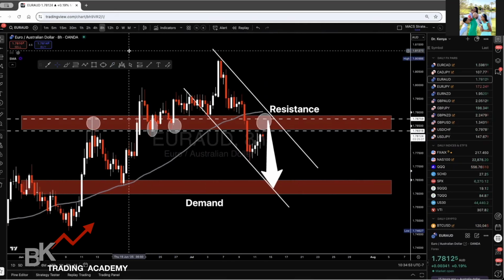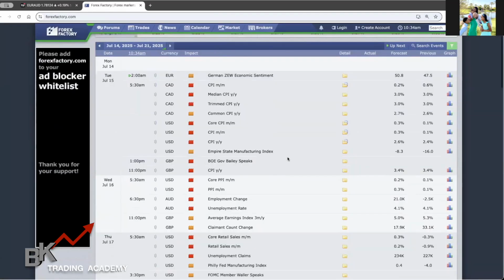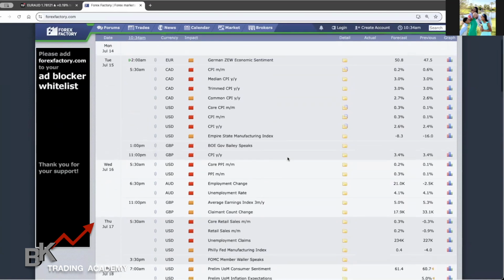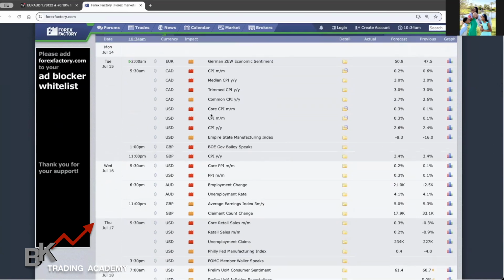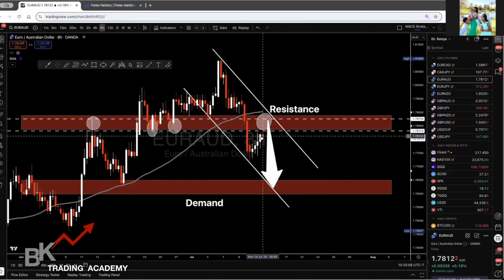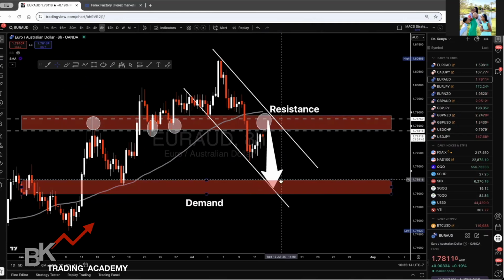Don't forget, you also have to incorporate fundamentals. Based on Forex Factory, tomorrow, which is Tuesday, July 15th, we do have USD news, which is going to impact Euro AUD. Just be watching for price to either advance lower or to move higher up within your reversal area to wick within the zone, and then you want to continue to trade the downtrend from the daily.